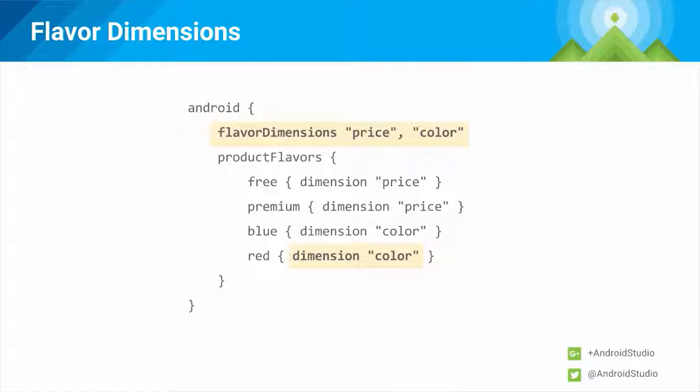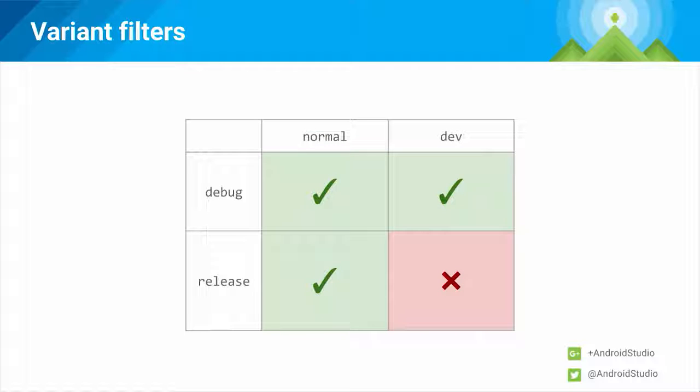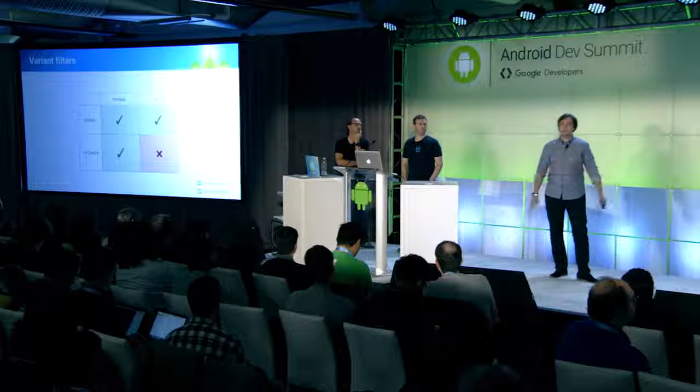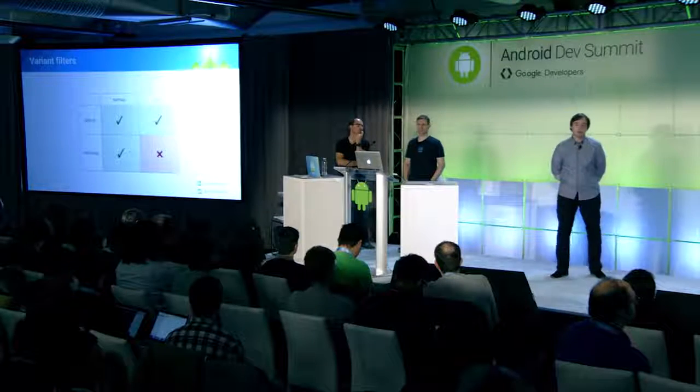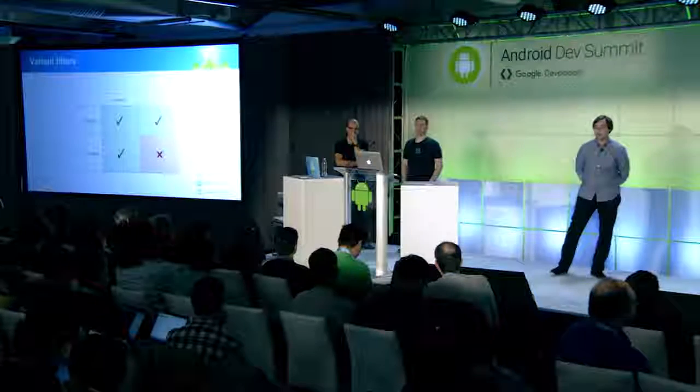So that's very convenient. OK, but what happens if not all the combinations of build types and flavors make sense? At the start of the presentation, I mentioned a development-only flavor. It probably doesn't make much sense to ever combine it with a release build type, because we never really want to distribute the development variant.